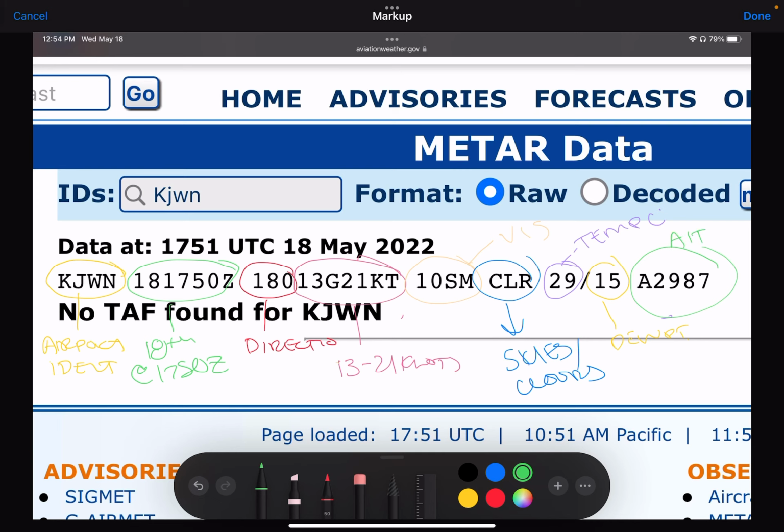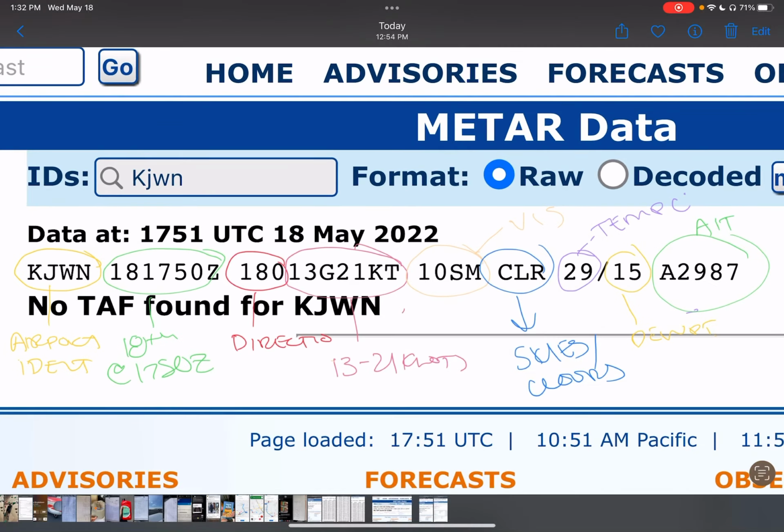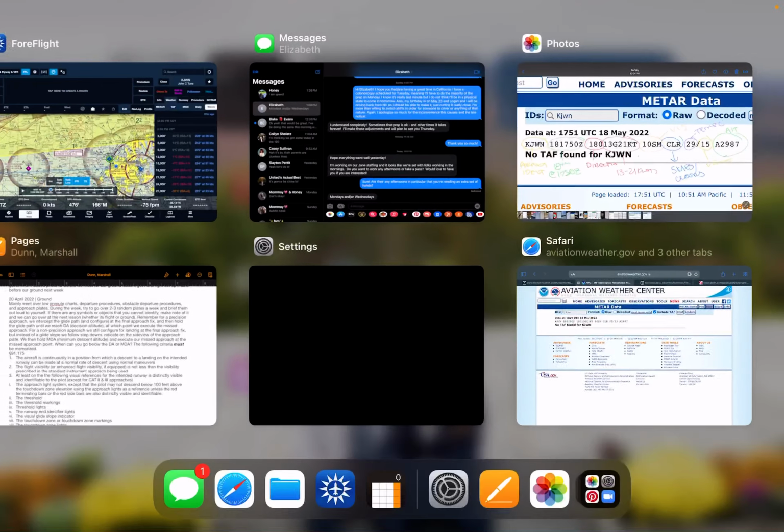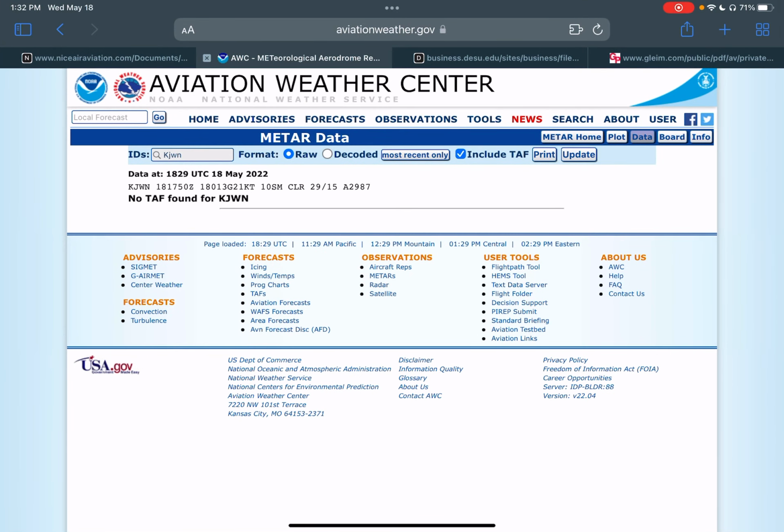All right, so next we'll look at a TAF so we can see what the weather is going to be like later, because this is for right now. If we go back to aviationweather.gov, as we can see, we included the TAF. KJWN doesn't have a TAF. And what a TAF is, like I said, is a terminal area forecast.